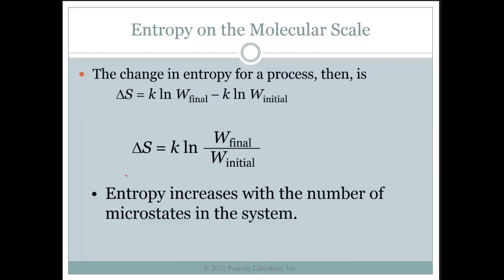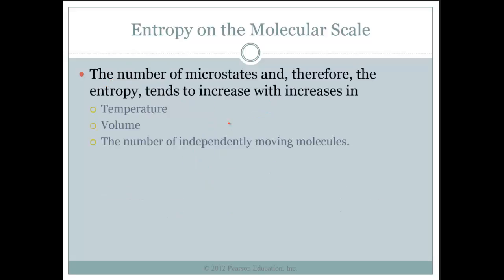The change in entropy for a process, then, is the entropy of the final minus the initial. If we combine these two equations, it's k times the natural log of the microstates of the final divided by the microstates of the initial. Entropy increases with the number of microstates in the system. The number of microstates, and therefore the entropy, tends to increase with increases in temperature, volume, or the number of independently moving molecules.